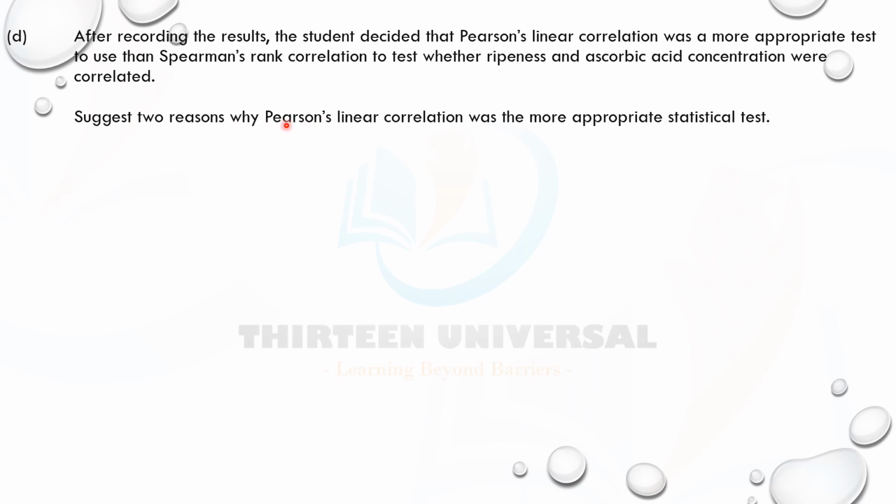Of course, the data must be continuous, the volume and the days, the independent variable. When a scatter graph is plotted between the two variables, it must suggest a linear correlation. These are the criteria for Pearson. That means all the points should align in a straight pattern, like a straight line. And of course, it must show a normal distribution of all the values. Those are the criteria.